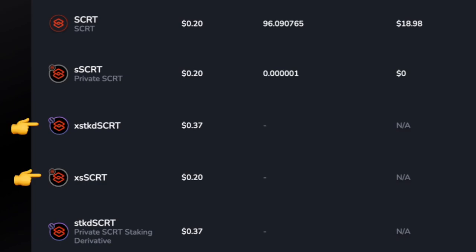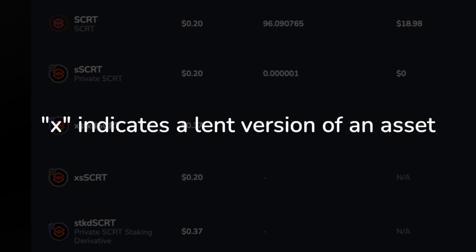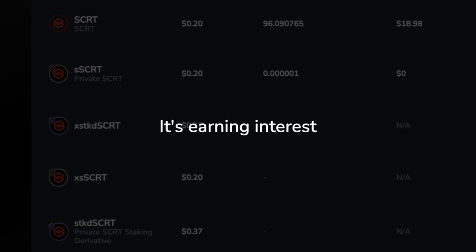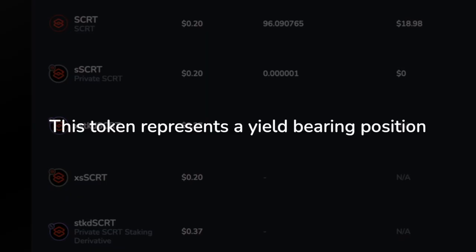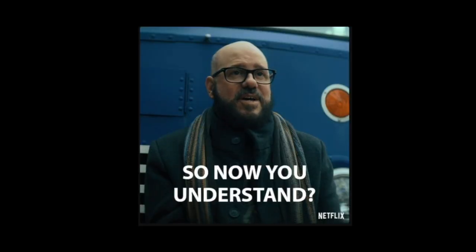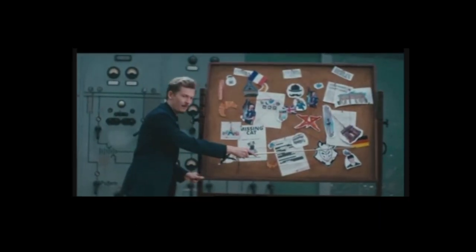The X prefix is the last thing to be aware of. When we see that in tokens that we look at in this video, the X prefix just represents a lent version of the asset that is earning interest. So if I lend Secret or Staked Secret in the lend portion of Shade, then what I get back is X Secret or X Staked Secret. It's a yield bearing, interest earning version of that same token. So it's important to be aware of all of that nomenclature just to understand the different versions of the asset as we talk about all these yield options.